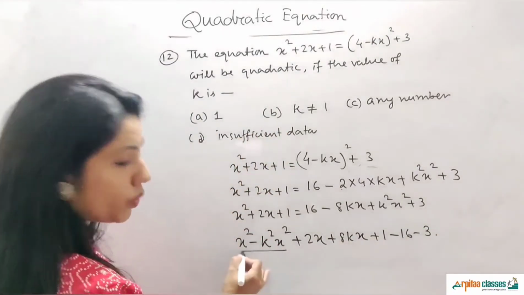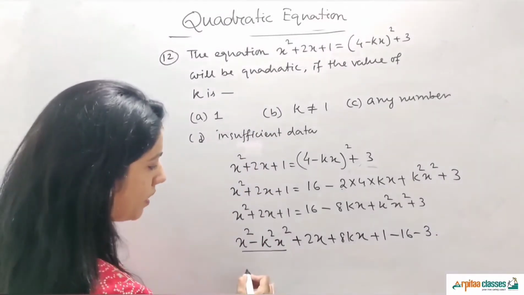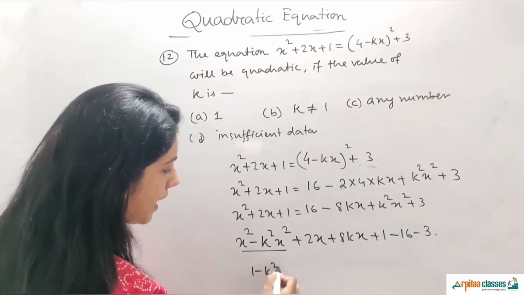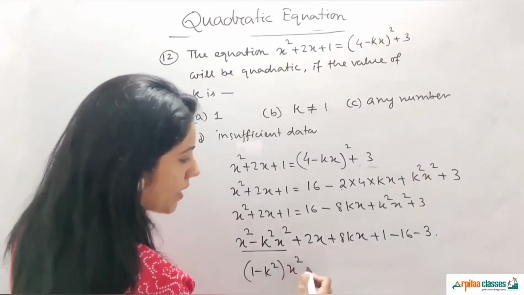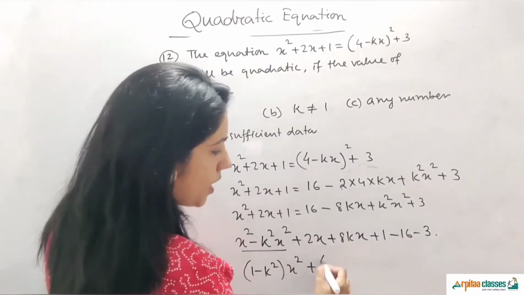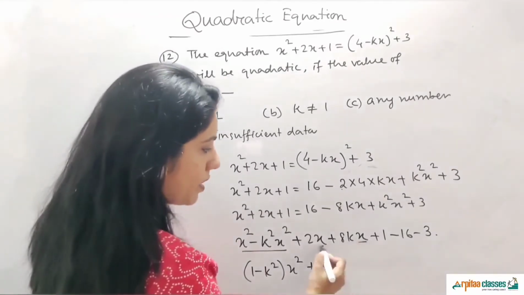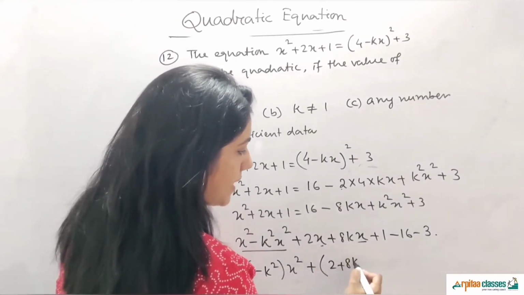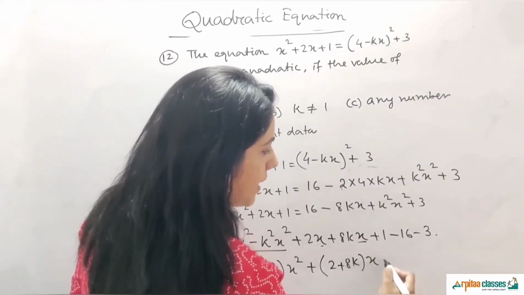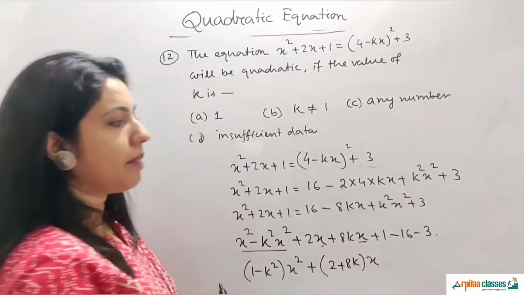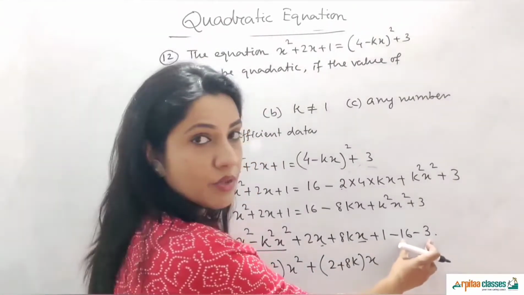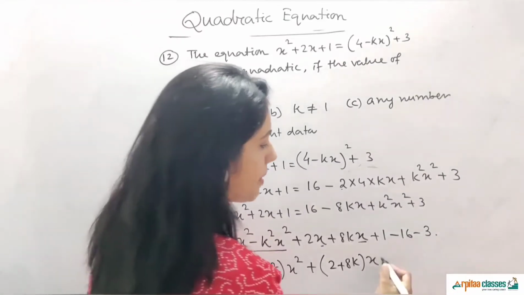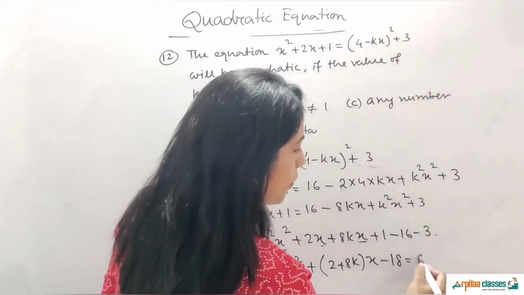So from these two terms you can take x square common. So it will be (1 minus k square) into x square, plus from these two terms you can take x common. So it will be (2 plus 8k) into x, and then you get plus 1 minus 16 minus 3. Minus 16 and minus 3 is minus 19. Minus 19 plus 1 is minus 18 equal to 0.